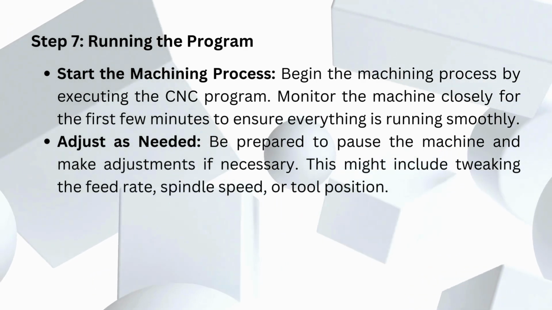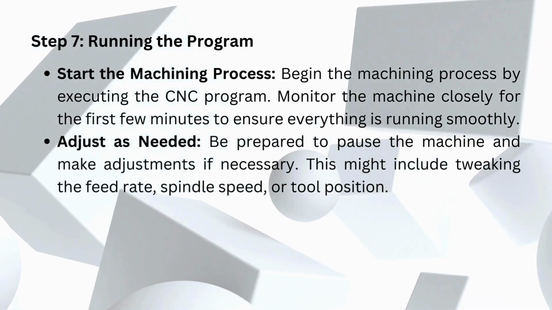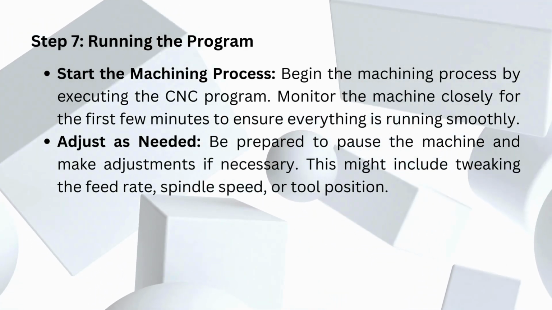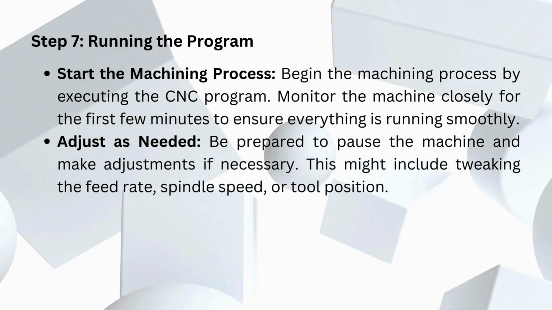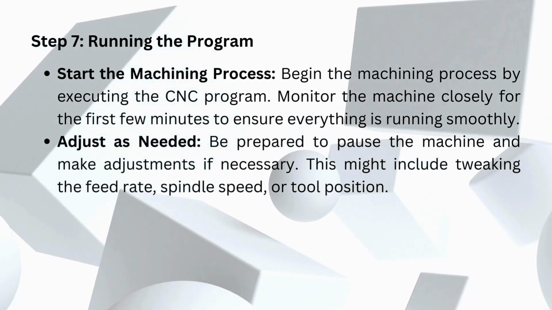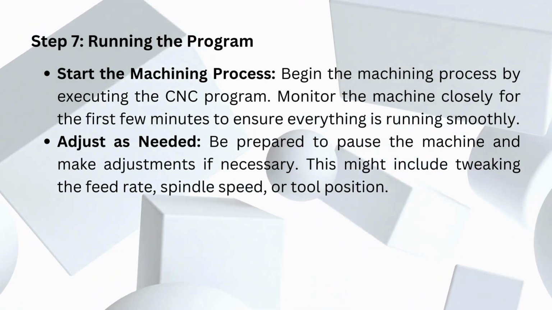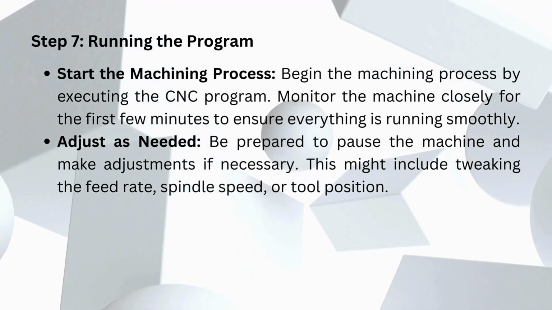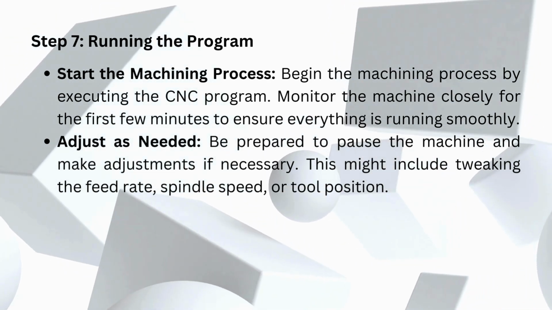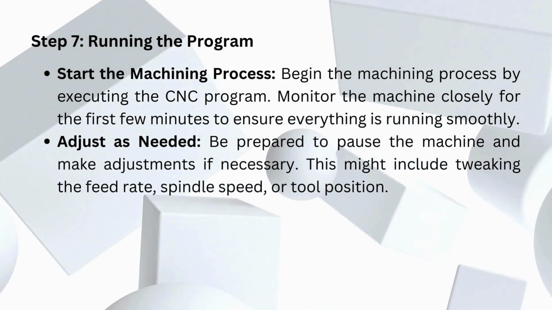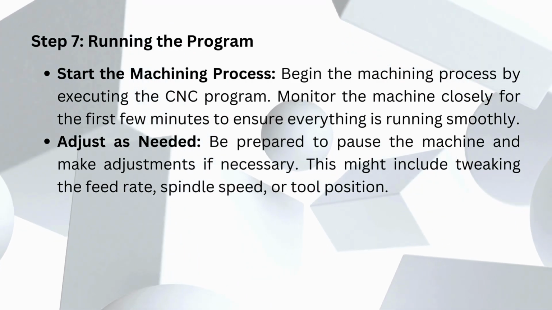Step 7. Running the program. Start the machining process. Begin the machining process by executing the CNC program. Monitor the machine closely for the first few minutes to ensure everything is running smoothly. Adjust as needed. Be prepared to pause the machine and make adjustments if necessary. This might include tweaking the feed rate, spindle speed, or tool position.